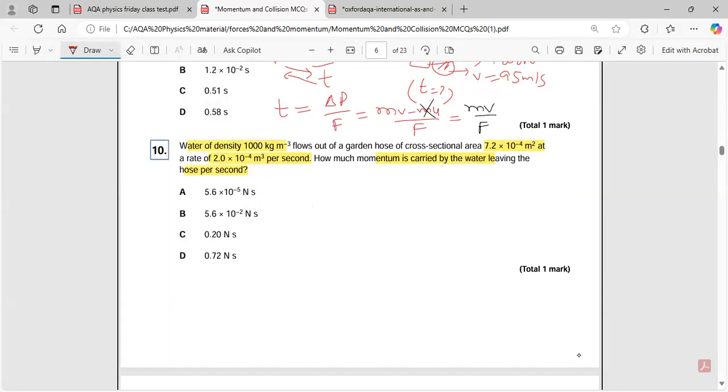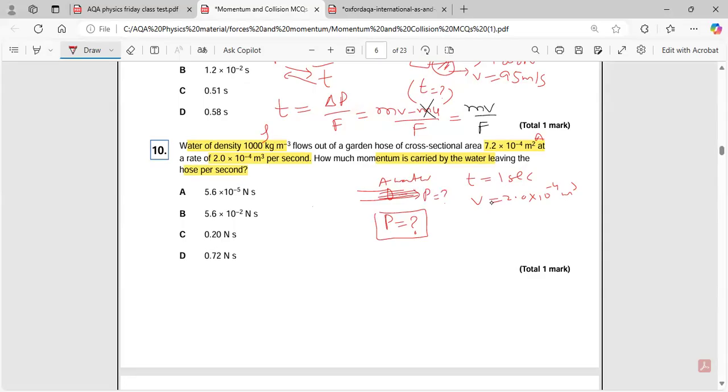Okay, so what you have to tell is that, let's imagine this is the water hose, and the water is coming out of it, and the density of water is given, and then the cross-sectional area of this hose is also given, and then the rate is given. Rate means that in a time of 1 second, how much volume of water is coming out. So that is 2 times 10 to the power minus 4 meter cube coming out. So you have to tell how much is the momentum of the water while leaving the hose over here. How much is the momentum?